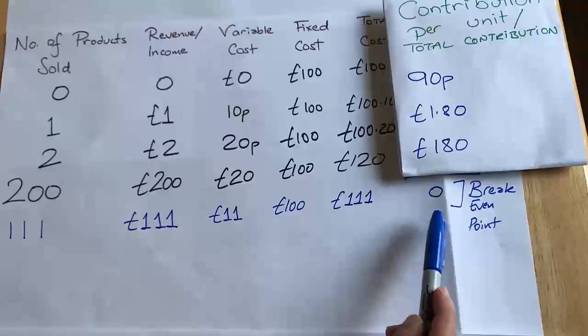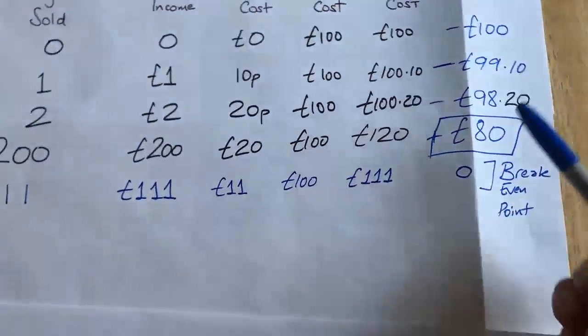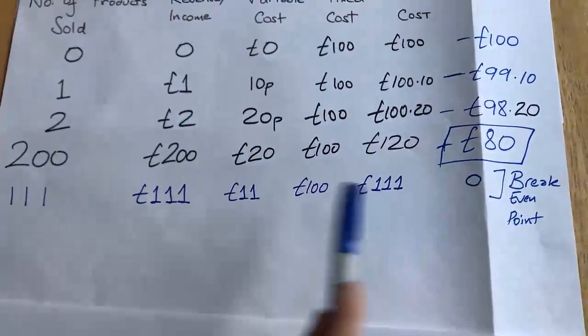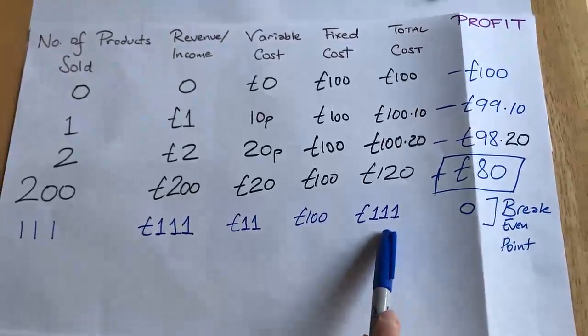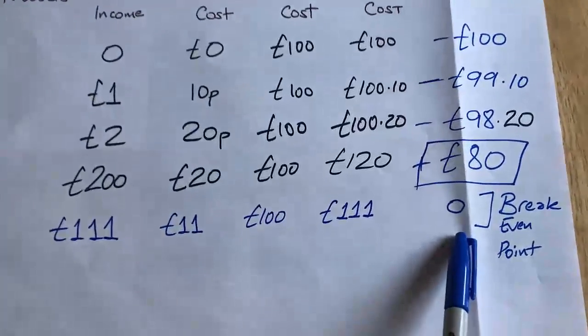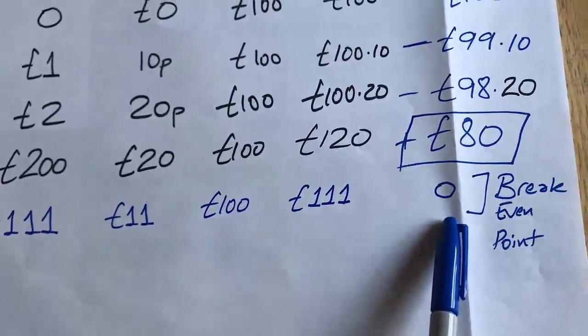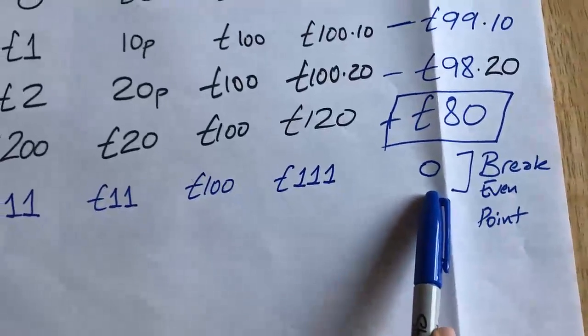So how do we work out profit? Well, like we have with the above, revenue minus your total cost. Our revenue is £111 minus our cost, which is also £111. So it's 0, which means we've not made any profit, but we've not made a loss either. Break even.